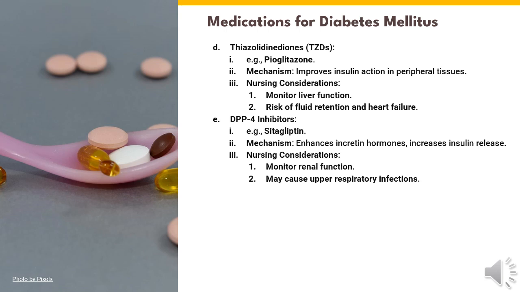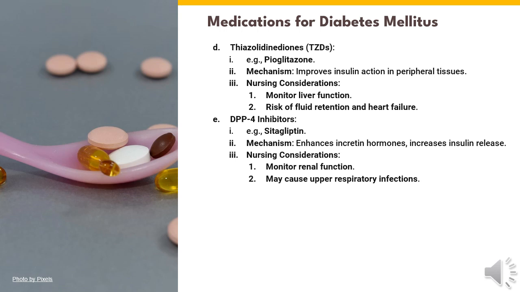For DPP-4 inhibitors, DPP-4 means dipeptidyl peptidase 4 inhibitor. Sitagliptin is one of the drugs in this category. Mechanism of action: these inhibitors enhance the action of incretin hormones, which increases insulin secretion in response to meals and decreases glucagon production. Nursing consideration: monitor renal function, as adjustments may be necessary in renal impairment.